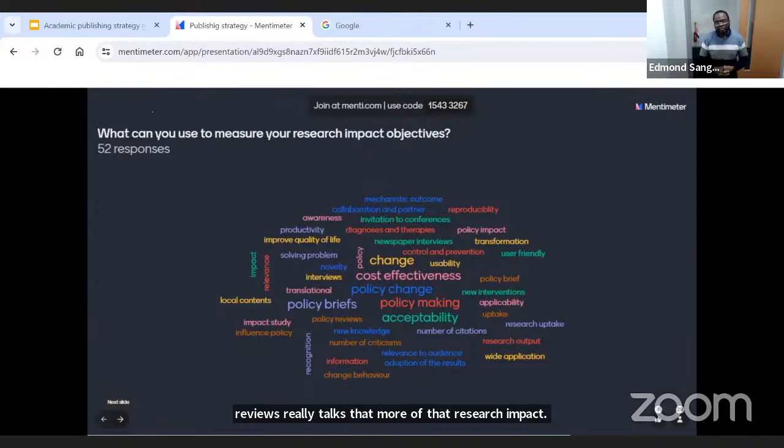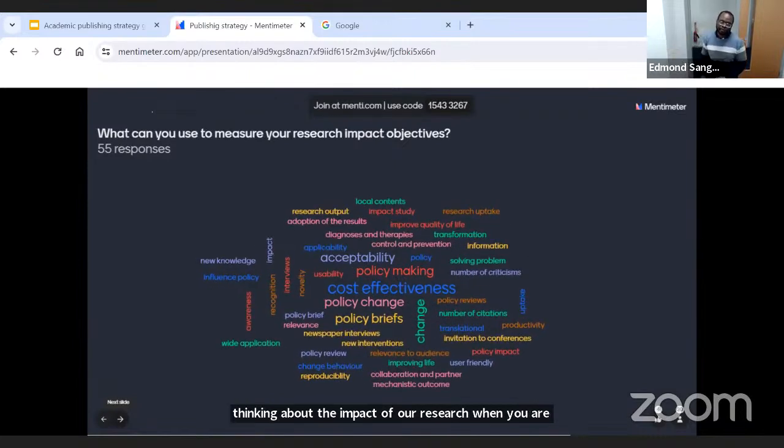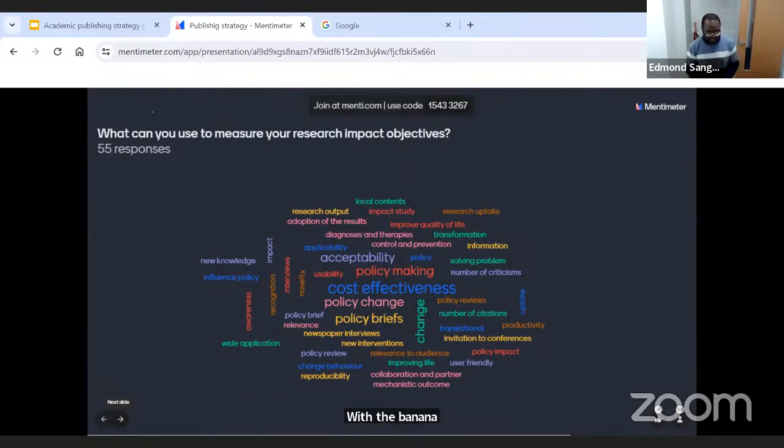So it's really important for us to start thinking about the impact of our research when you are drafting your strategy map, and then come up with the balanced scorecard. Some of the measures that we can use are the ones listed here.